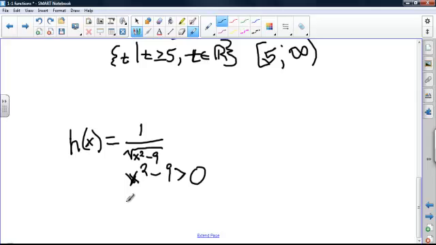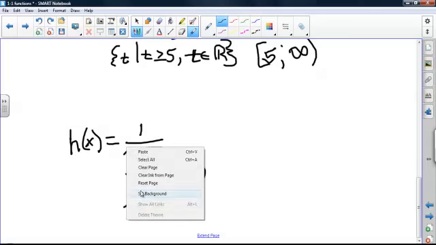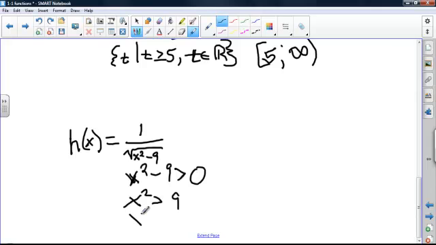So now we just solve this. We say x squared has to be greater than, we move the 9 over, so 9. So we have this x squared is greater than 9. So when I'm looking at this, when I take the square root, it becomes x is greater than plus or minus 3.